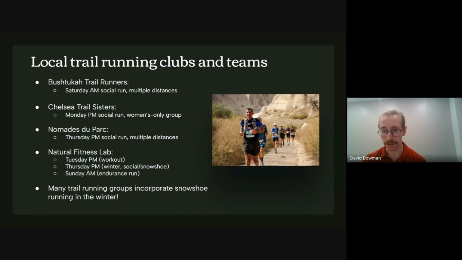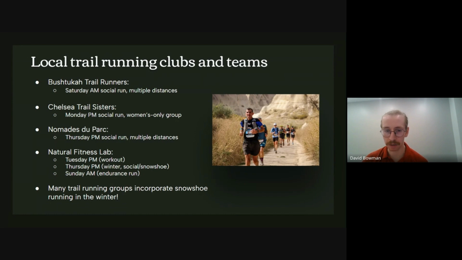The Chelsea Trail Sisters is based out of Chelsea, and they have a Monday evening social run. And their mission is really kind of, they've created a women's only group, and their focus is on creating a safe, fun, comfortable space for women to get out together and enjoy the trails in a safe, no pressure, comfortable pace environment. Nomad de Parc are also based in Chelsea, and they get out for a Thursday evening social run.